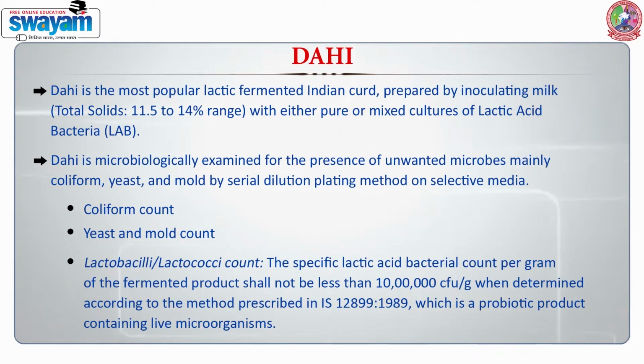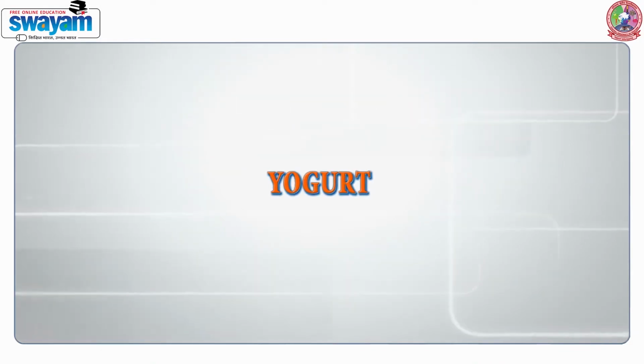Lactobacilli or lactococci count, the specific lactic acid bacterial count per gram of the fermented product, shall not be less than 10 lakh CFU per gram when determined according to the method prescribed by IS 12899/1989, which is a probiotic product containing live microorganisms.